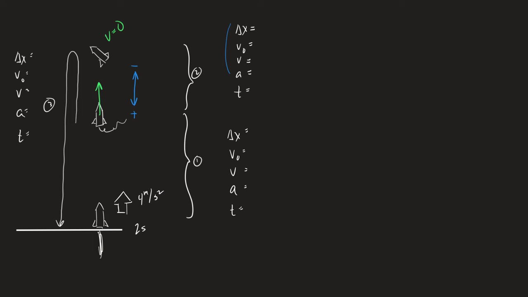So let's start with this set of motion variables. We don't know the displacement, and we know the initial velocity as rest. It's starting from the ground. It experiences an acceleration of 10 meters per second squared and does so over 2 seconds.